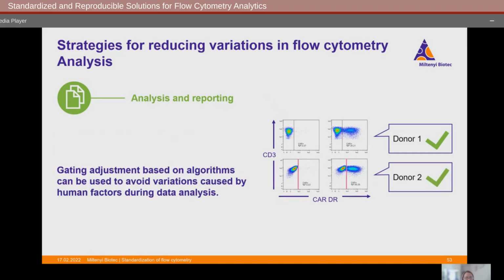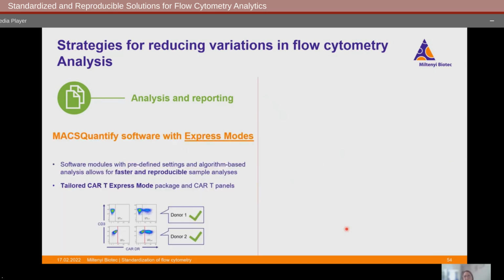So express modes really allows you to adjust it based on algorithms that can really help to avoid variation caused by that human factor. So here you're seeing that algorithm adjustment because of 2 different donors in the express mode. So express modes, with a little bit more detail now, they're an automated approach to flow cytometry analysis.